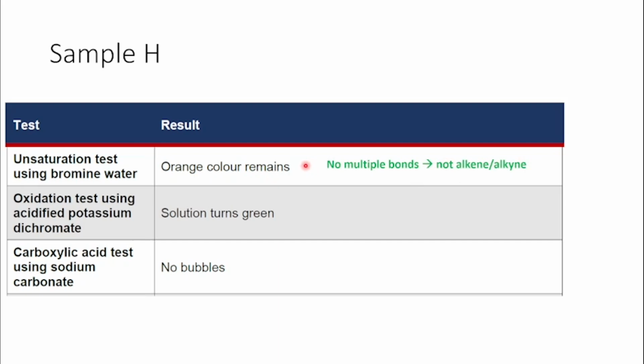functional group. When we do the oxidation test, using the orange potassium dichromate, the solution turns green. So this reaction means that oxidation has occurred, and we will either have an alcohol, so a primary or secondary alcohol functional group in our molecule, or a carbonyl group, particularly an aldehyde, rather than a ketone, because ketones in this case don't undergo oxidation. And then if we do the carboxylic acid test using sodium carbonate, we don't have any bubbles, so we don't have any carboxylic acid groups.